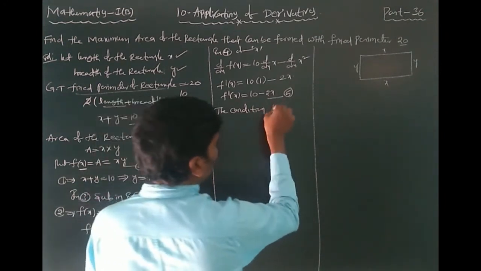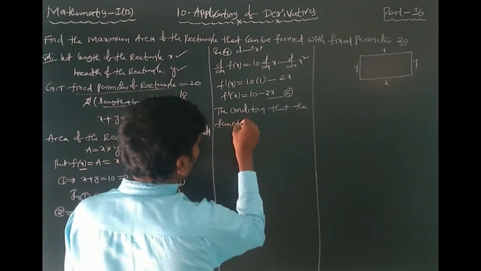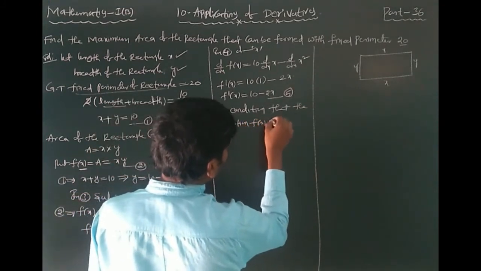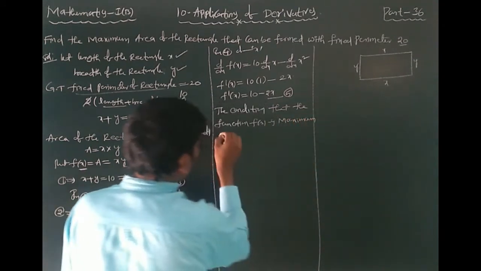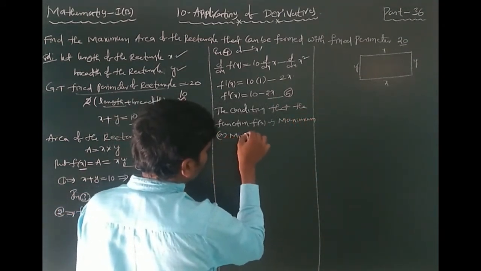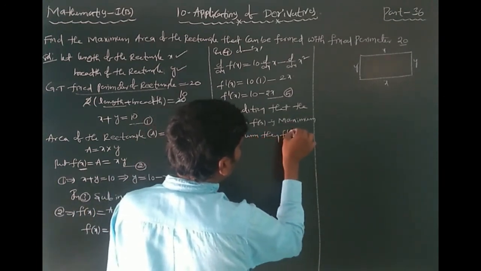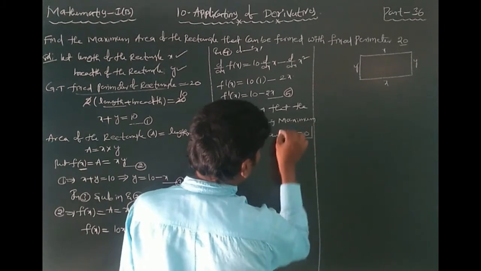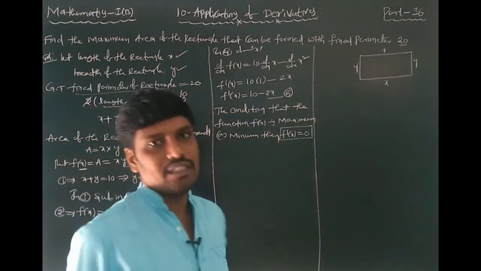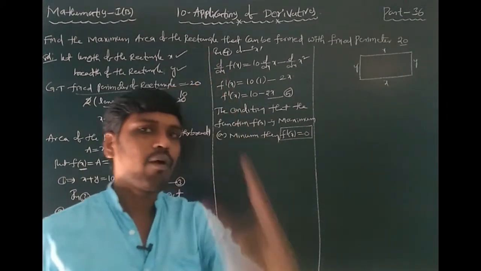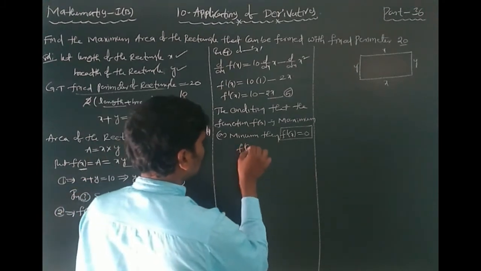The condition is that if the function f of x is maximum or minimum, then f dash x is equal to 0. This is a very, very important point, a key point in this problem. This is a turning point. I already explained the definition. Here f dash x is equal to 0.